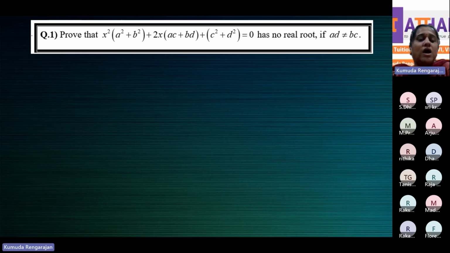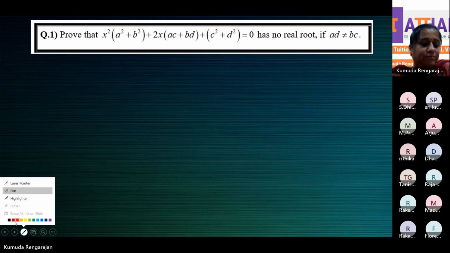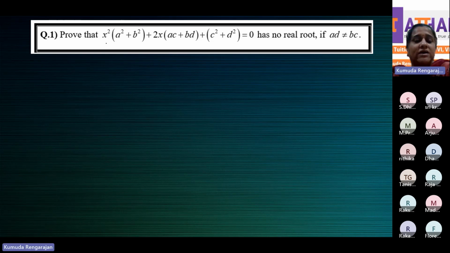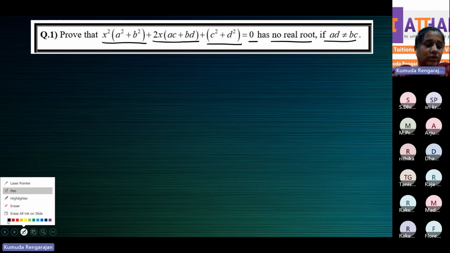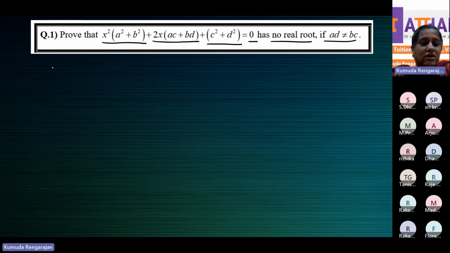Look at this question. Prove that x square into a square plus b square plus 2x into ac plus bd plus c square plus d square is equal to 0 has no real root if AD is not equal to BC. Okay. Now we need to first understand what is given. Write the equation like this so that we understand.